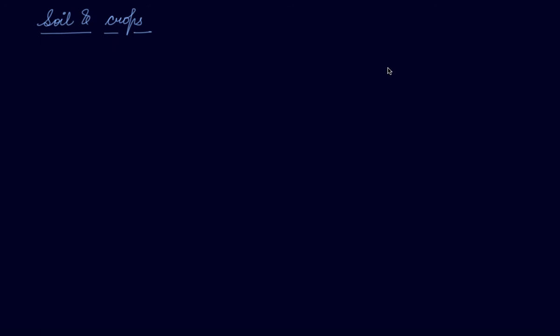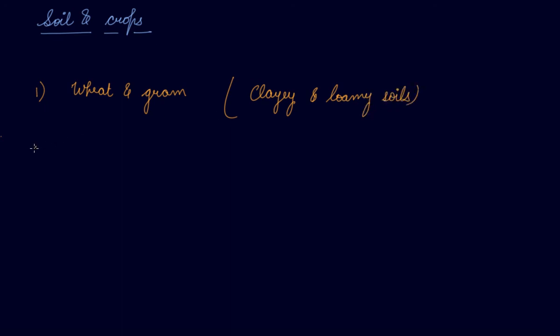Similarly, the kinds of crop that can be best grown in a region depend upon the type of soil that is present in that particular region. Now, first I will be talking about the wheat and gram. See, wheat and gram require the clay and loamy soils in order to grow. Second, if we talk about paddy, it requires soil rich in clay and organic matter with a good capacity to retain water.